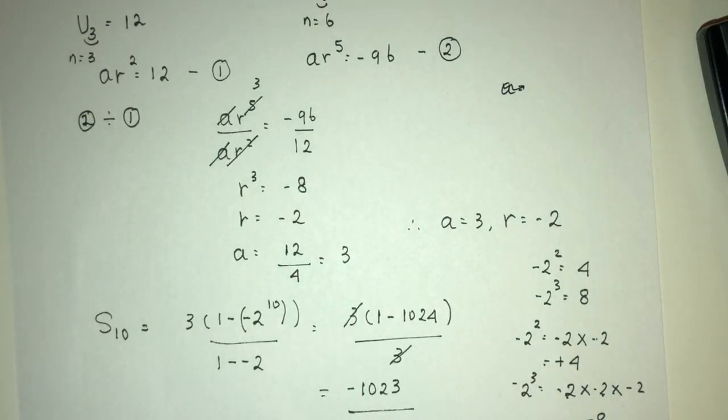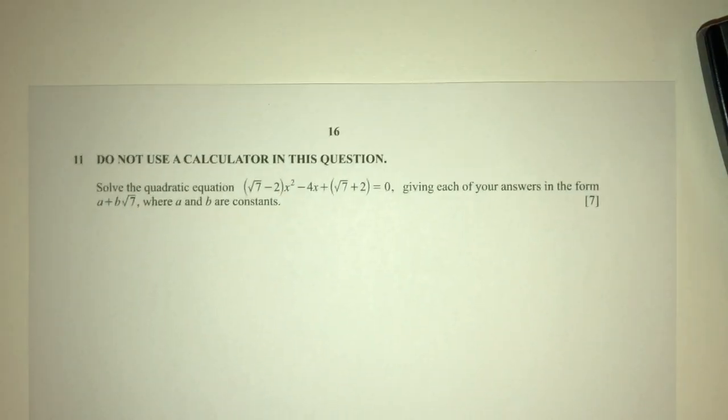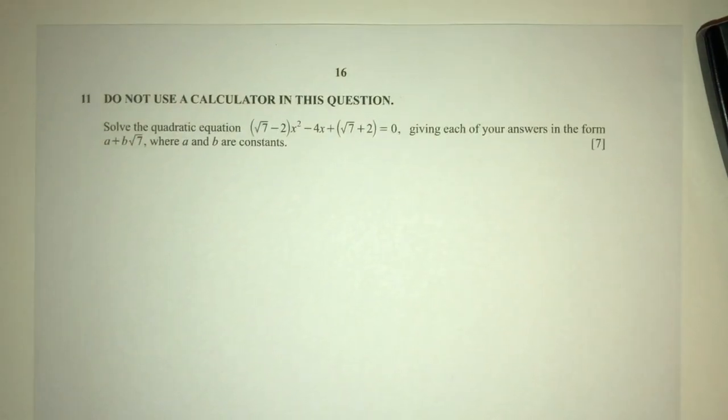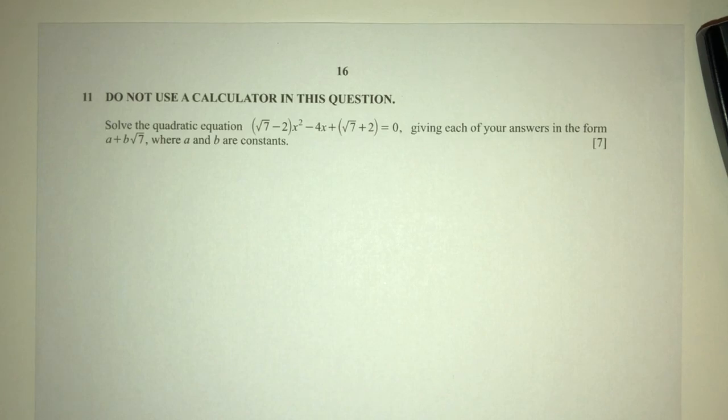Now that is the question number 10. Let's move on to question number 11. That will be the last question of this paper. So we have to solve the quadratic equation, giving your answer in the form of this, where a and b are constants. So pretty easy.